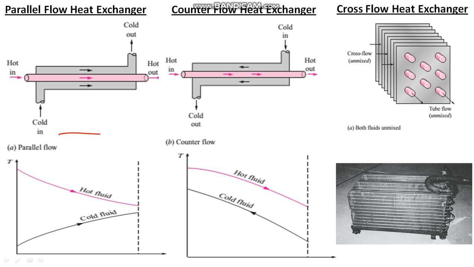Suppose this is a length L, from 0 to L. This is 0, and this is L. How can I plot the temperature along the length?